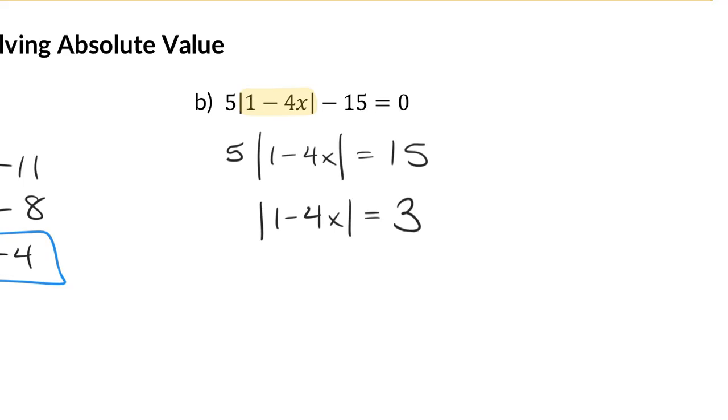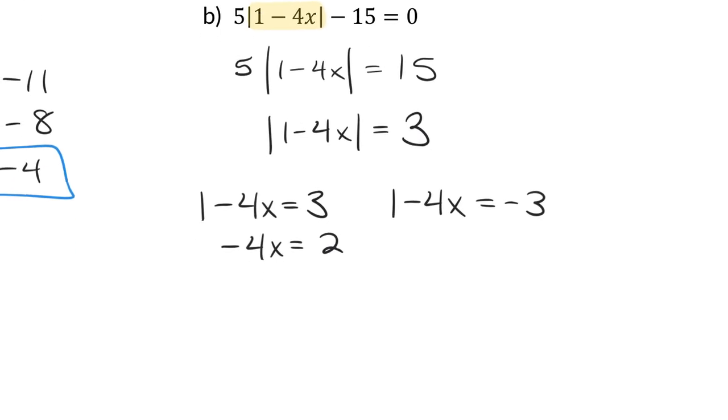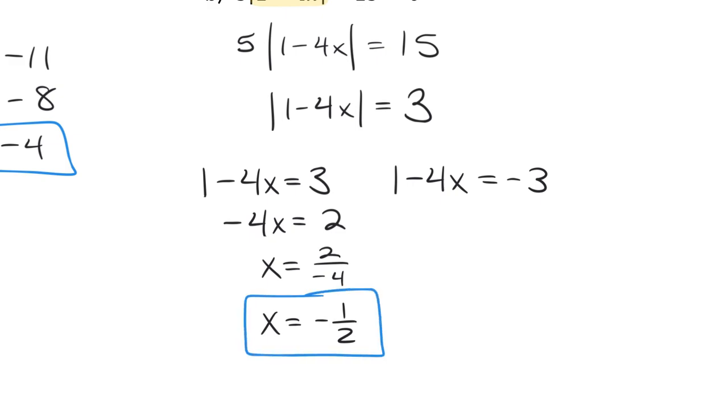Once the absolute value bars are isolated, we separate: 1 minus 4x equal to 3 and 1 minus 4x equal to negative 3. We solve. Move the 1 to the other side by subtracting. Divide by negative 4. That's 2 over negative 4, which gives me negative 1/2. There's my first solution. Negative 4x is equal to negative 4. X would be equal to positive 1. There's my second solution.